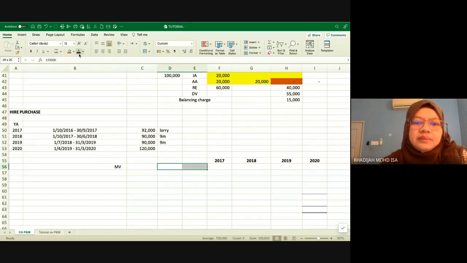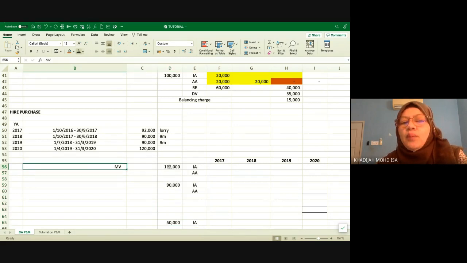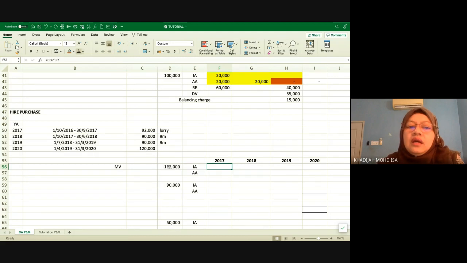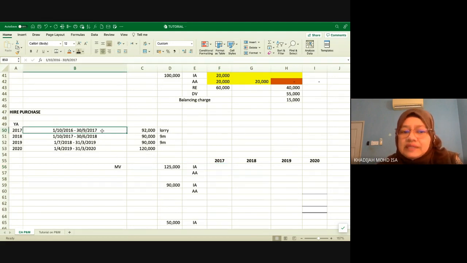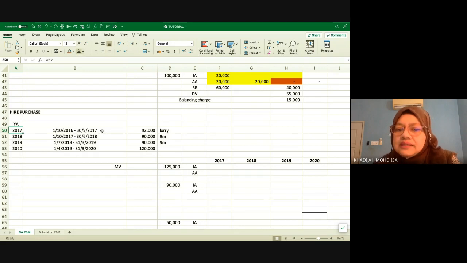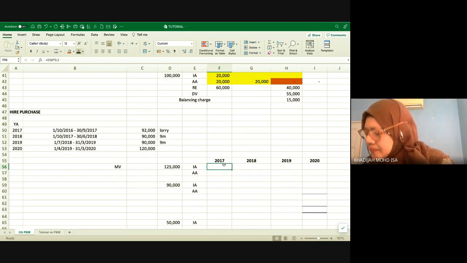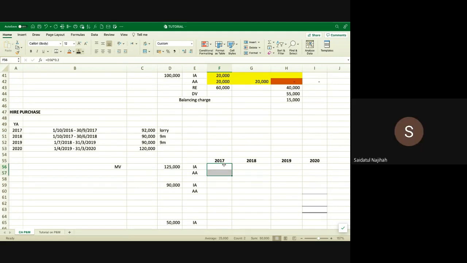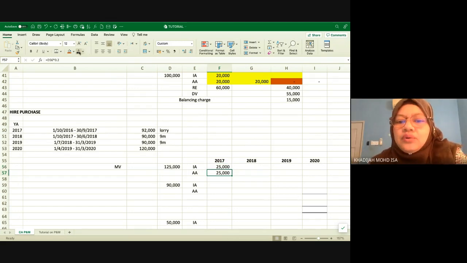The cost of 125,000 is for a commercial motor vehicle, so there's no restriction on the QE, and the acquisition date falls in the first basis period, which refers to YA 2017. So you decide that in 2017 you are going to claim IA and AA for your motor vehicle. What's the rate for the commercial motor vehicle, the IA and AA? 20% each. So you take 125,000 times 20% for the IA, and then you also have an AA of 20%. So in 2017 you claim IA and AA of 25,000 each.